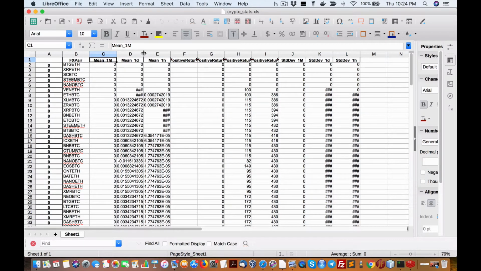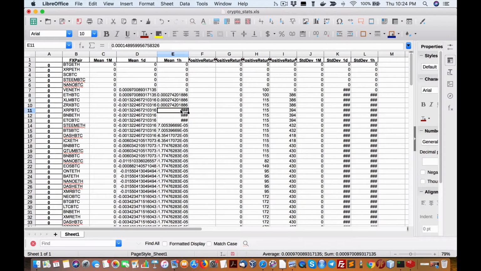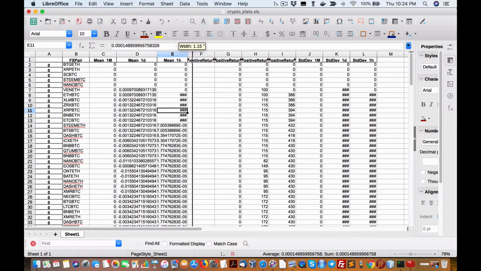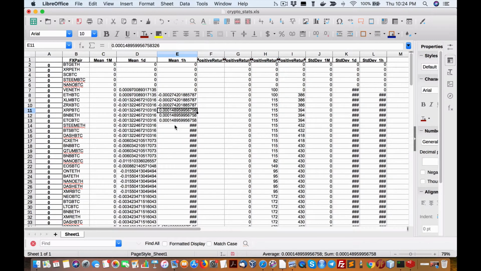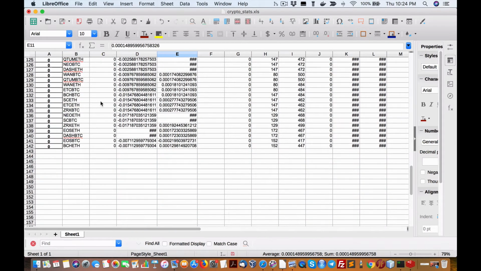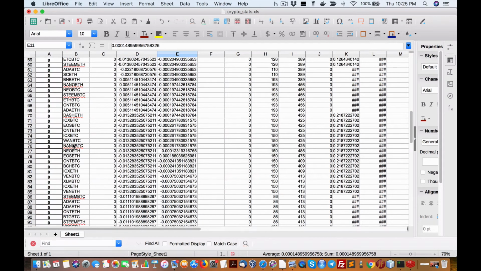We have our daily mean on the data. On top of that, we have our mean or average for the hourly data. So you can see here we are collecting 142 cryptocurrency pair combinations, which is quite a bit.